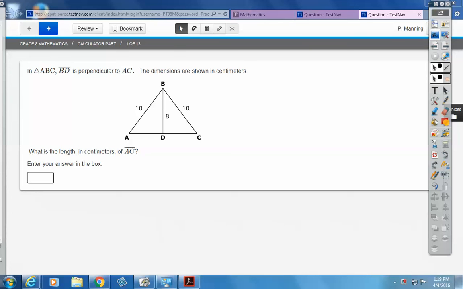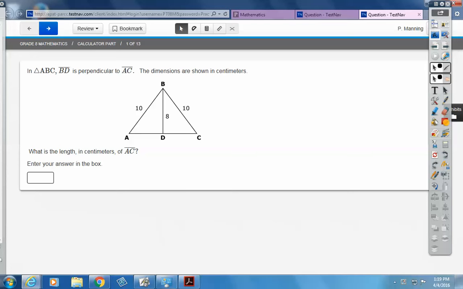All right, we're going to go through problems 1 through 9 in the second computer-based PARCC sample test. This is the calculator section only, practice test number 2. We have an isosceles triangle with legs of 10 and 10 and a height here of 8. We're being asked, what is the length of CA?